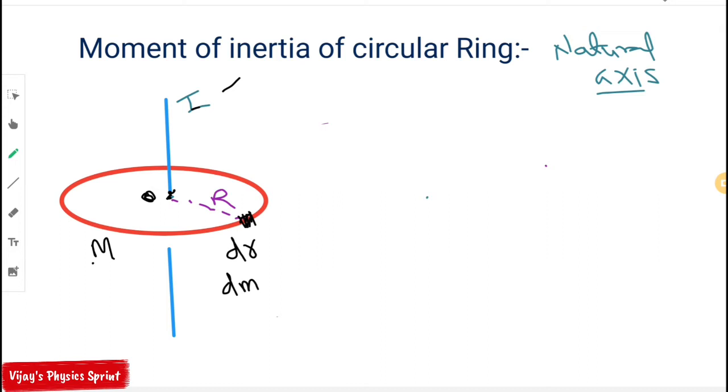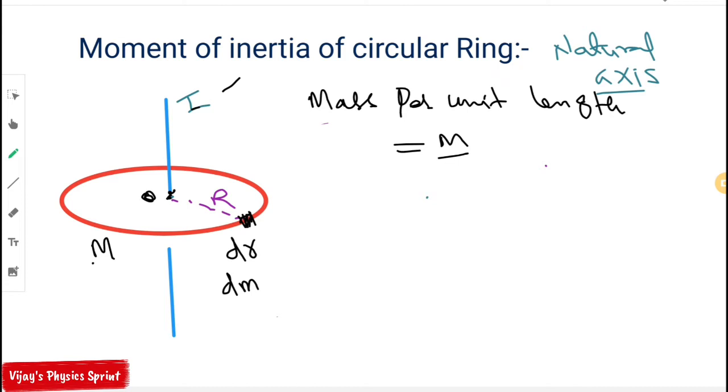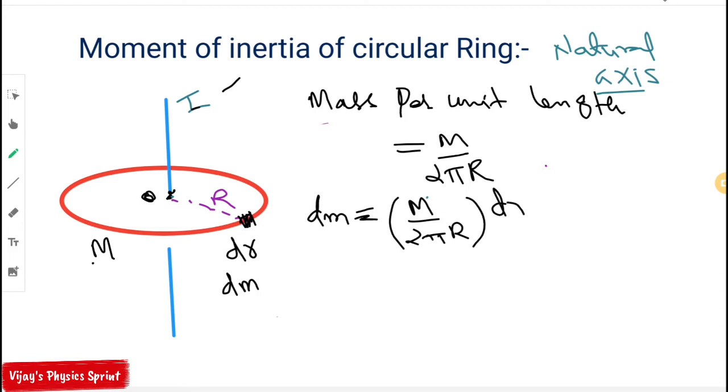Now, what is the mass per unit length? Mass per unit length is nothing but total mass divided by total length. Total length is 2 pi R. Now, what is the mass dm of the small portion? dm is equal to the mass per unit length, M by 2 pi R, times the length of that segment, which is taken as dr.